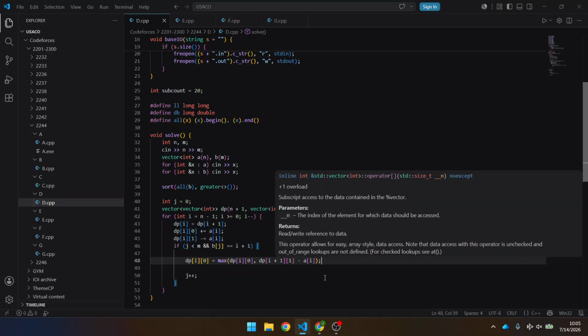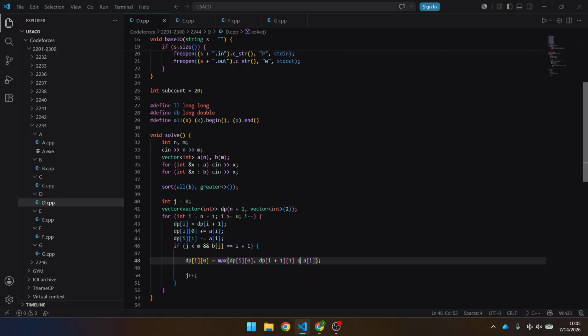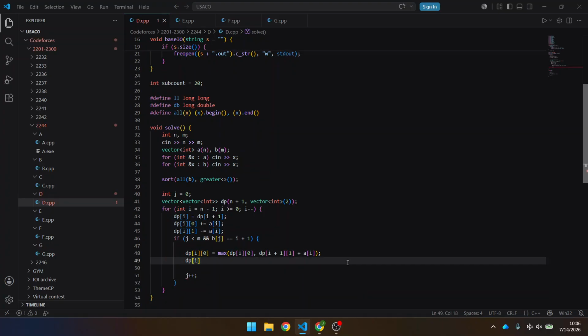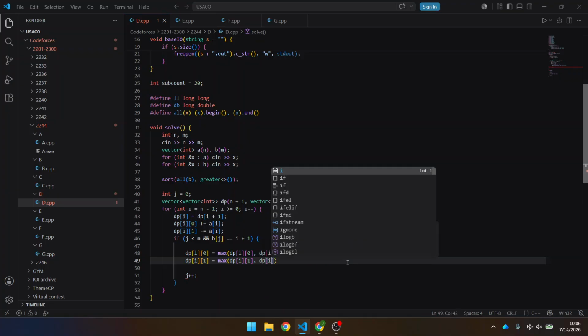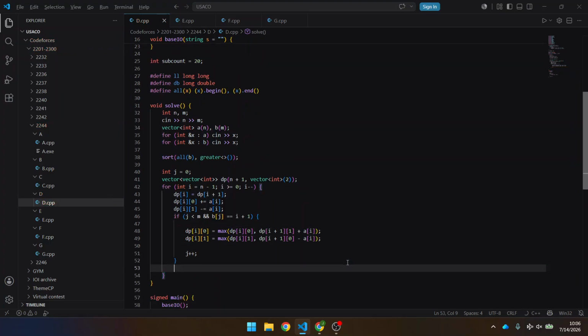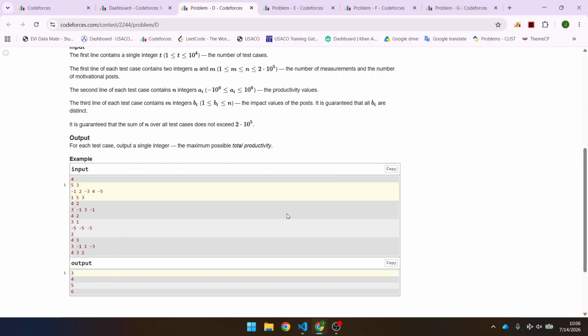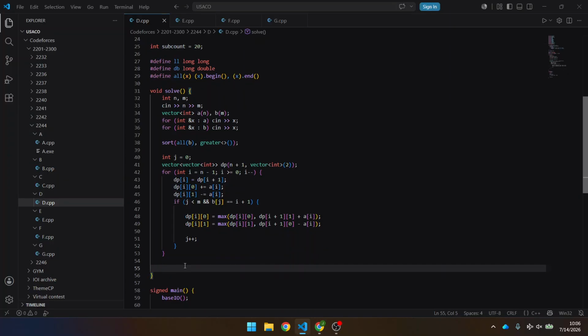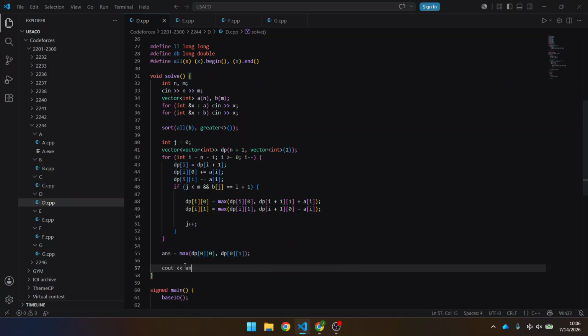So if count is 1, and then we flip it, right? So we flip everything here, okay? And dp[i plus 1][0], minus a[i], and then we have our answer. So answer equals max of dp[0][0], dp[0][1], output answer.